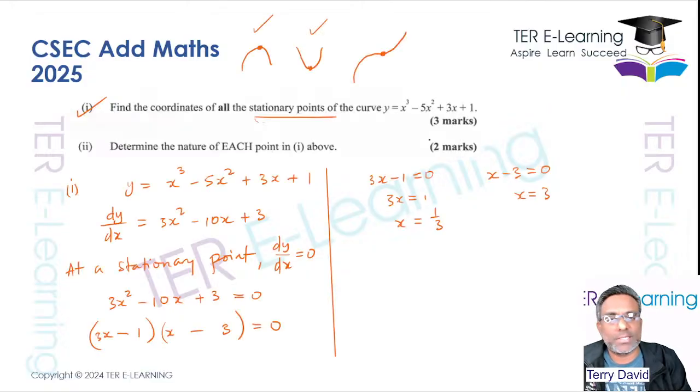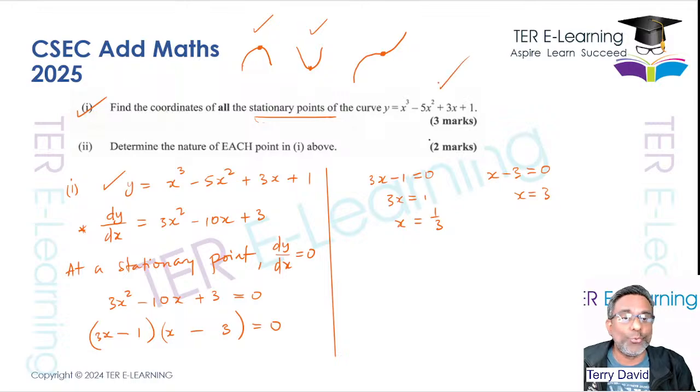Now, some students, when they figure out what the x value is, want to plug it back into this. No, you can't plug it back into that. That is not the equation of the curve. This is the equation of the curve. So we need to take that 1/3 and plug that into your original equation of the curve. So that's x cubed.